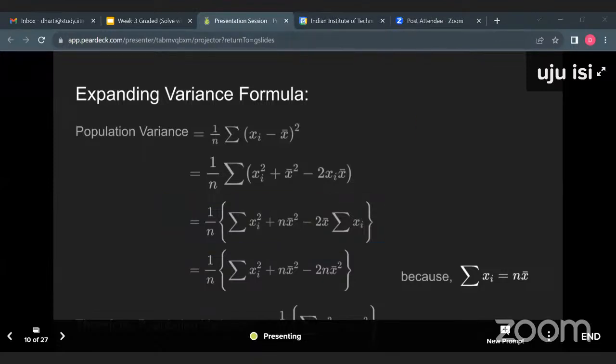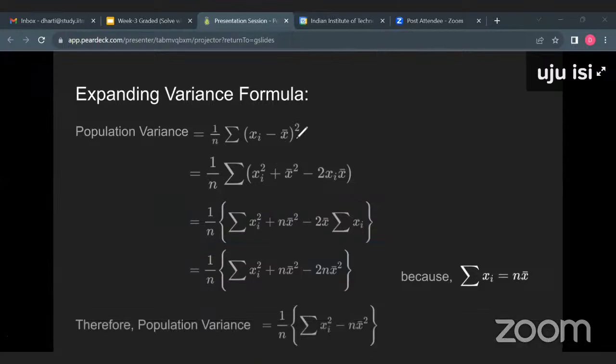So you will just apply the a minus b the whole square formula, and you will get xi square plus x bar square minus twice xi x bar. Okay. Do you know what is x bar here?